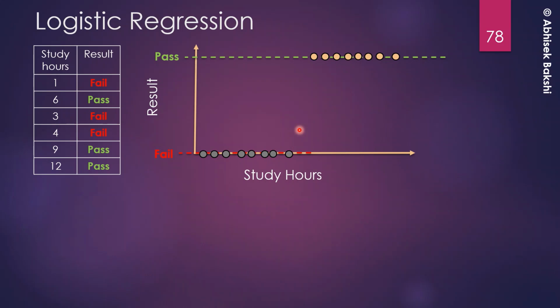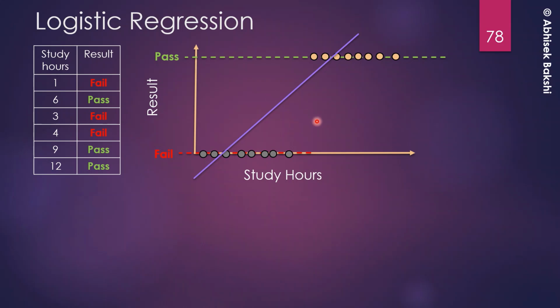But suppose we have a data set like this and I am trying to solve the problem by linear regression. So what will linear regression try to do? Based on the distribution of these dots for the pass and fail data, the linear regression algorithm will try to draw a line, right? And maybe the line can be something like this, just for assuming, you can think in this way.